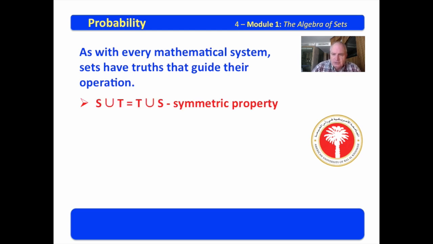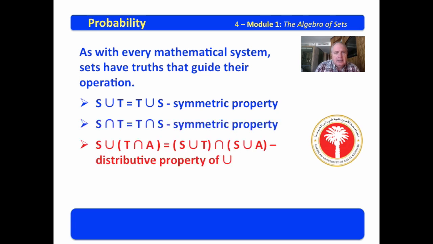First of all, let's start with a symmetric property. And notice that we have a symmetric property of union and a symmetric property of intersection. All this says is that S union T is equal to T union S. So it doesn't matter in which way we approach a union of two sets, we still get the same answer, and the same being true for the intersection. S intersect T equals T intersect S.